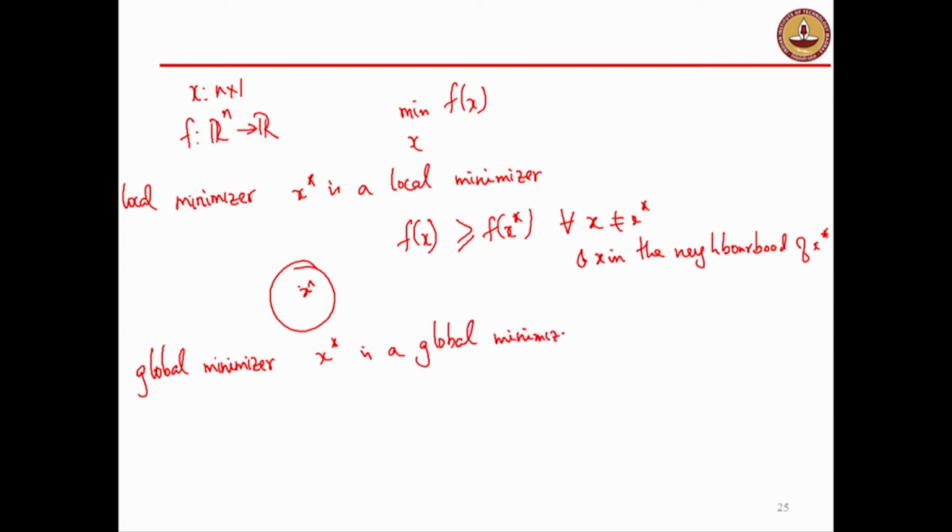Now x star is a global minimizer if for all other points you cannot find any better point in terms of the value of the function. Then it is a global minimizer. Likewise, you can also define local maximum and global maximum, which is just the converse. It is just that the sense of direction gets reversed in this case.